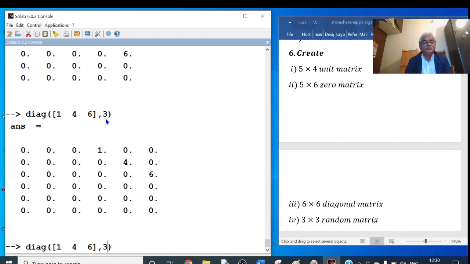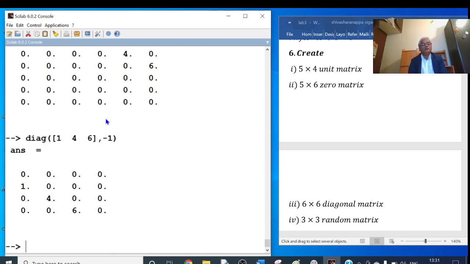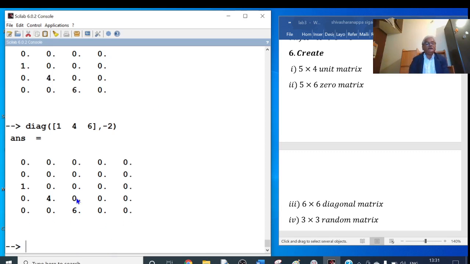What happens if I give this as minus 1? According to this, the elements 1 4 6 must be one line below the diagonal. Enter. See, 1 4 6 are one line below the diagonal. Similarly, if I give minus 2 and enter, these elements 1 4 6 are on the second line below the principal diagonal.